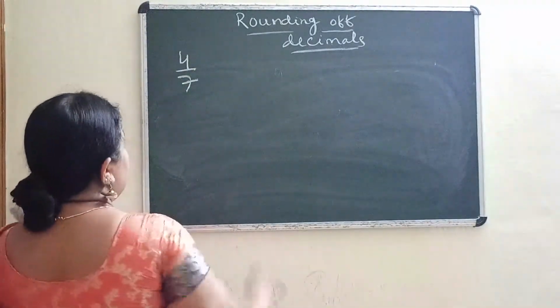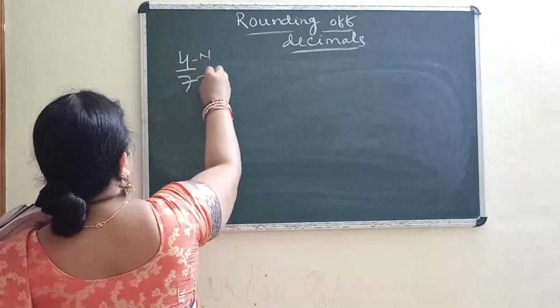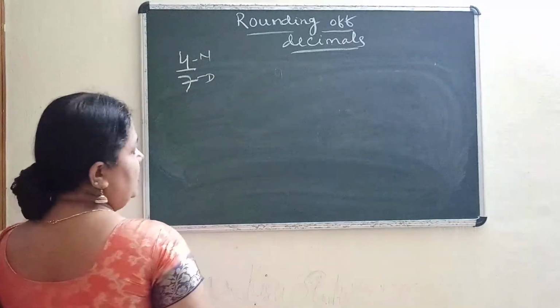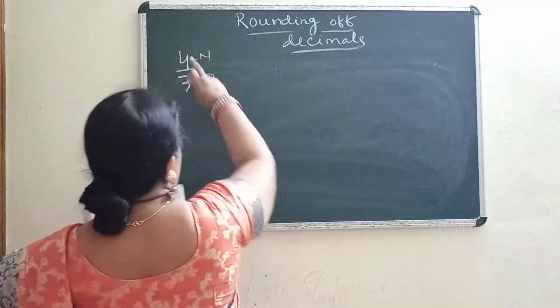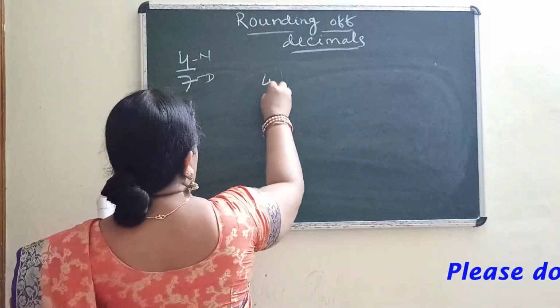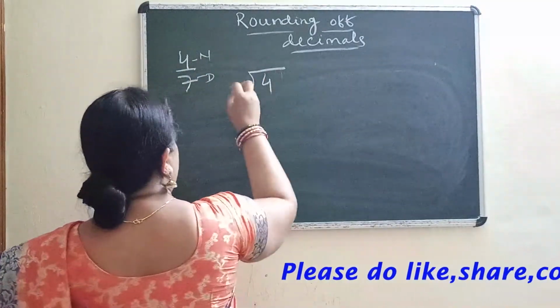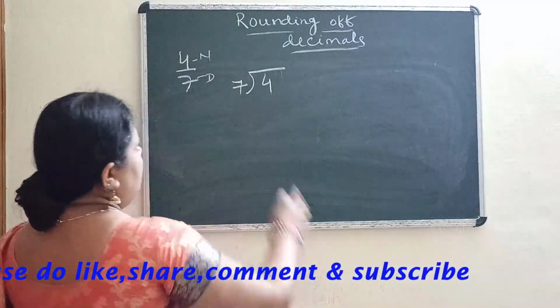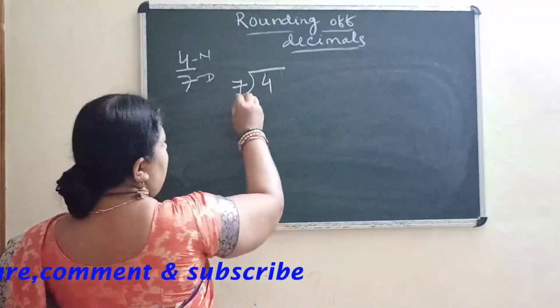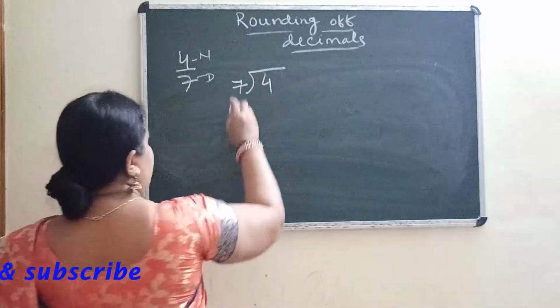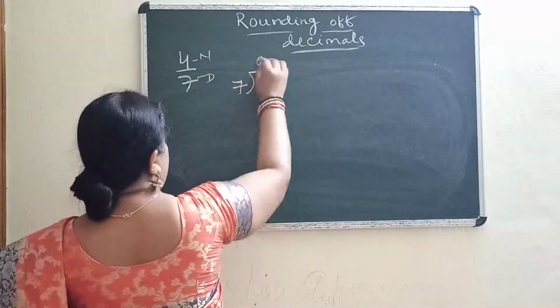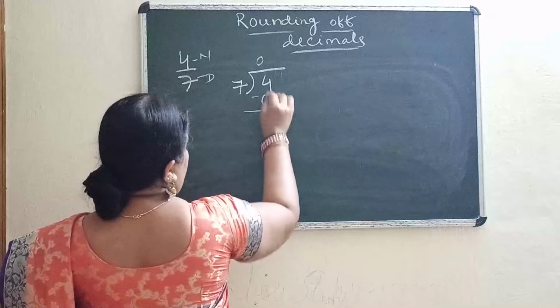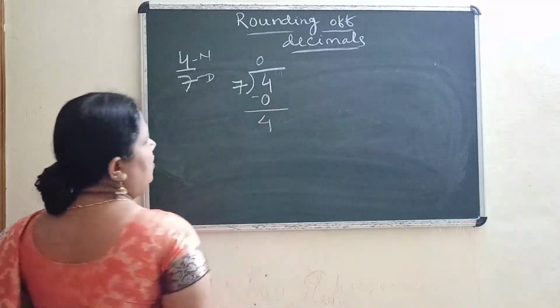4/7. This is your numerator and the lower one is your denominator. So 4/7 means you have to divide, with dividend 4 and divisor 7. Clear? So how will we divide? This one is smaller, this one is greater. So first you put one 0 in the quotient. 7 zeros are 0. Then 4 minus 0 is 4.